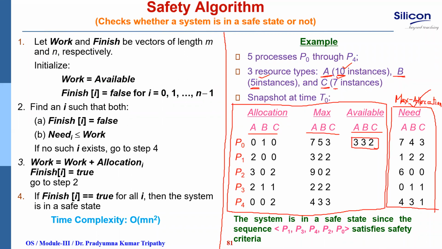Can you compute the need matrix? Simply max minus allocation. Correspondingly, subtract each value. There might be A, B, C, D given. So all the 4 values you will subtract, and here you will write A, B, C, D and all the 4 values. Is that clear? Hello? Yes.